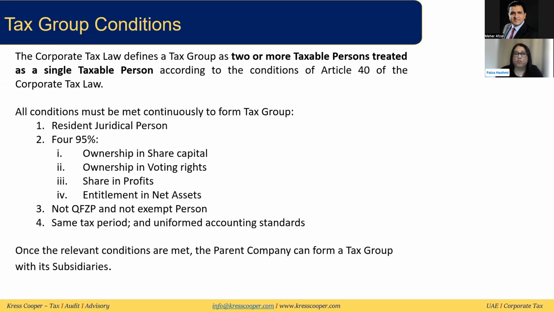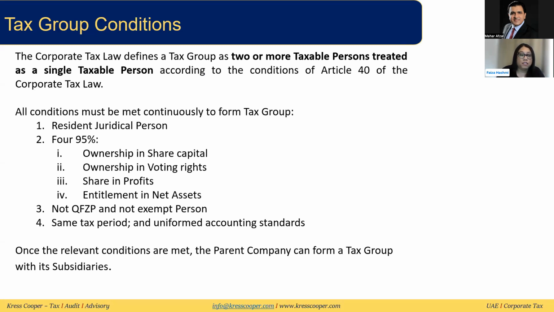And they need to be juridical persons, which means that they need to have a legal entity separate from their owner. This means that natural persons or unincorporated partnerships and civil companies cannot be part of the tax group. They need to be legal entities like LLC companies, private companies, or public joint stock companies. Then only will they be able to form or be part of a tax group.